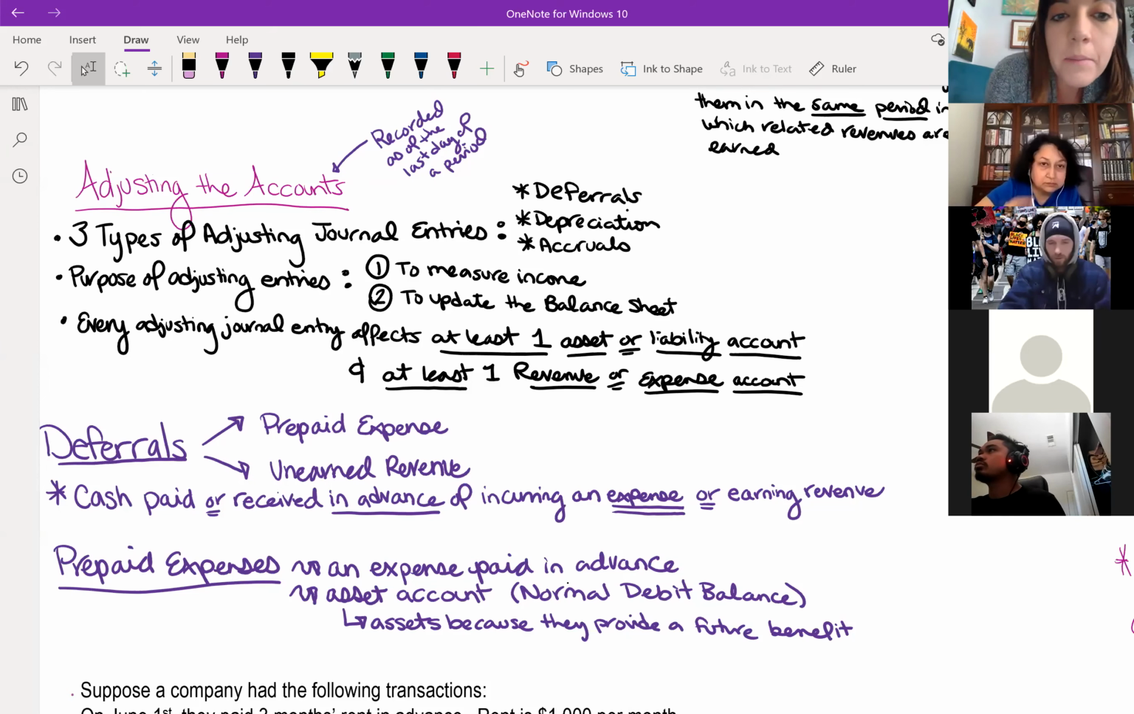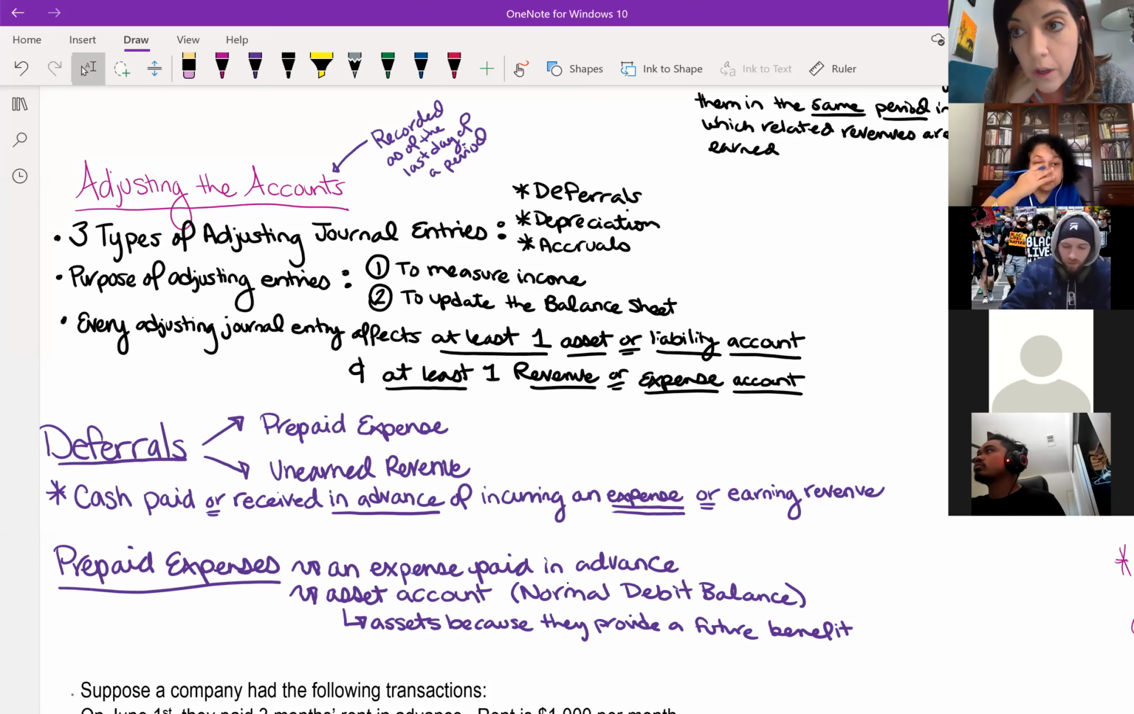There are 3 types of adjusting journal entries that we're going to look at, and these are manually prepared. So an accountant is preparing these. It's not prepared by the system like a lot of our journal entries. We have deferrals, depreciation, and then accruals.